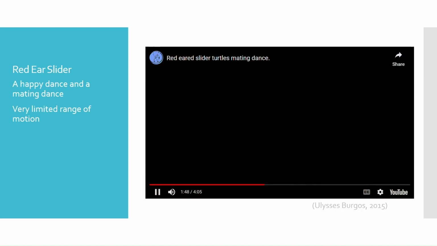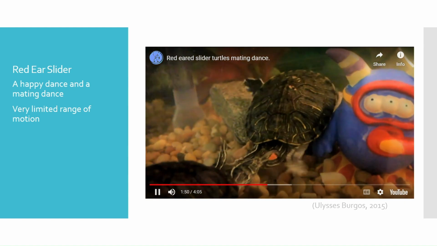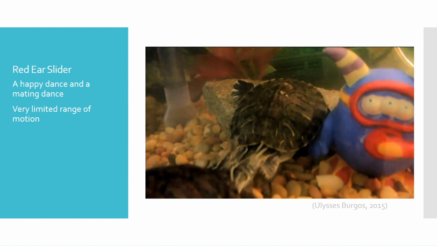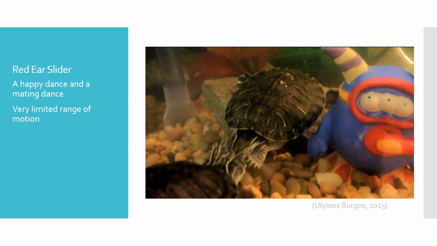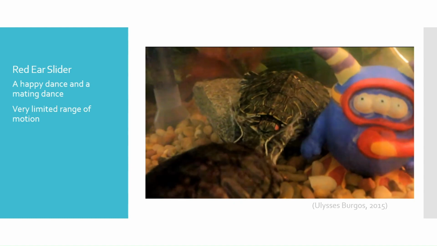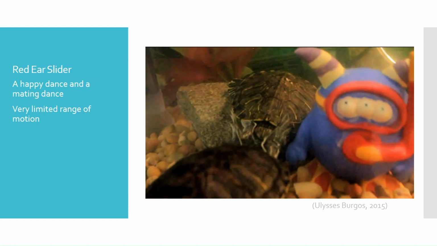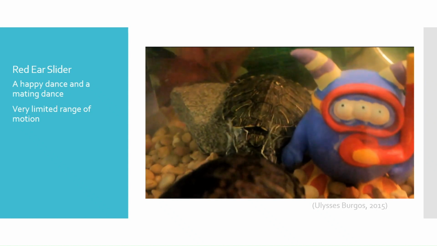Now we can go on to talk about the red ear slider turtle. This turtle, as you can see, does a dance where it tries to reach out its hands forward towards another turtle in front of it. As we can see, the dance looks a little silly because, as we know, turtles have a very limited range of motion as it is.